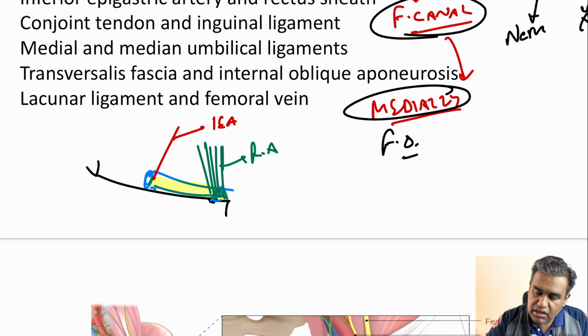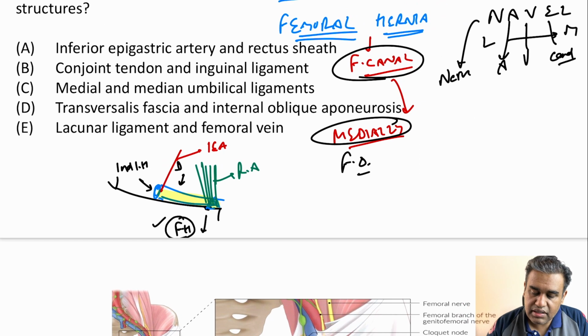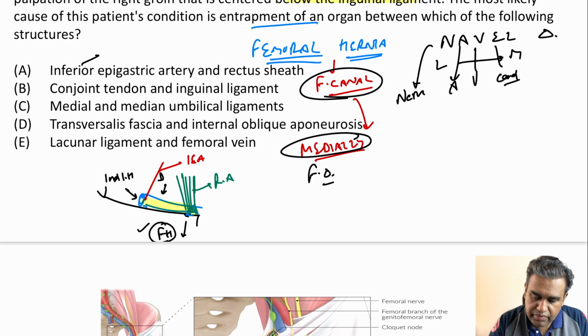If the hernia is coming from the deep ring, this is an indirect inguinal hernia. If the hernia is coming from Hesselbach's triangle, that is a direct inguinal hernia. If the hernia is coming from this femoral canal region, that is the femoral hernia, which is most probably what we are dealing with in this question. Option A, inferior epigastric artery and rectus sheath, is through Hesselbach's triangle, so it refers to the direct inguinal hernia, not the femoral.